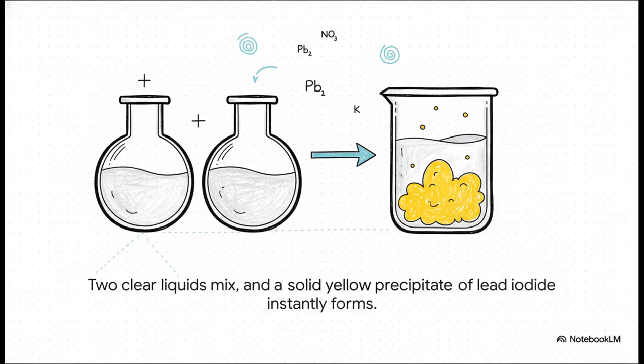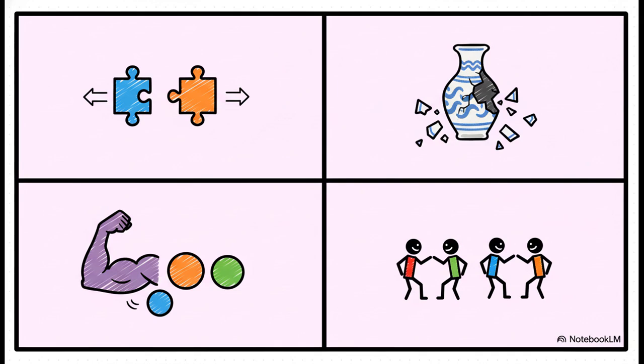And wow, this is the result. You take two completely clear, see-through liquids, you mix them together, and instantly this vibrant, solid yellow substance just appears out of nowhere. That solid is lead iodide, one of our new partnerships. And when a solid forms from two liquids just like this, we have a special name for it, a precipitation reaction.